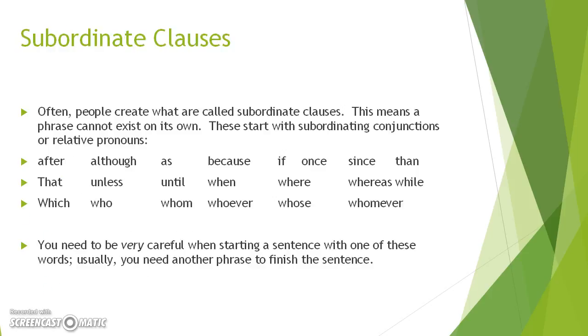The reason for this, and if you've read the PDF, you'll find a lot of examples of different kinds of sentences that are not actually sentences. But what I want to look at specifically in this video is draw your attention to creating what are called subordinate clauses. This means that this is a phrase that can't exist on its own. And they start with a subordinating conjunction or a relative pronoun. And this is a long list of them. So, you should be very careful whenever you start a sentence with one of these words. Because usually you need another phrase to finish the sentence.